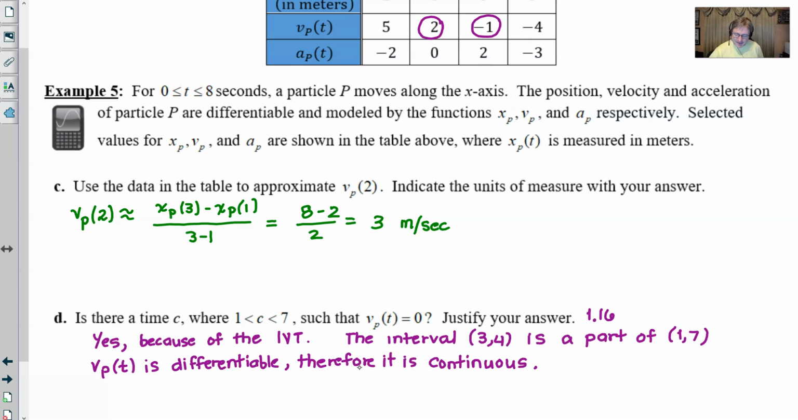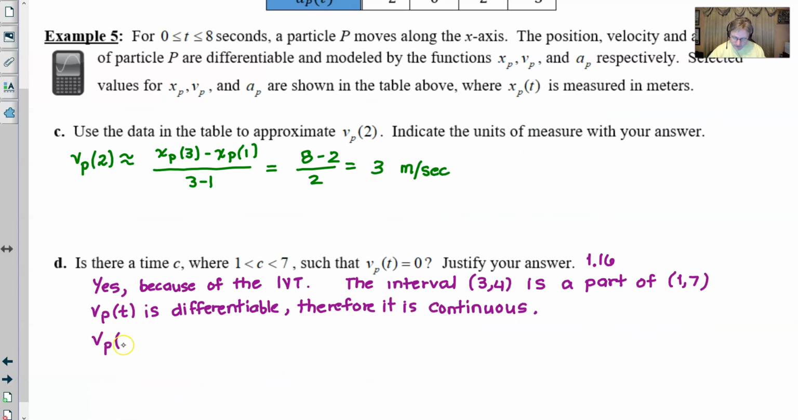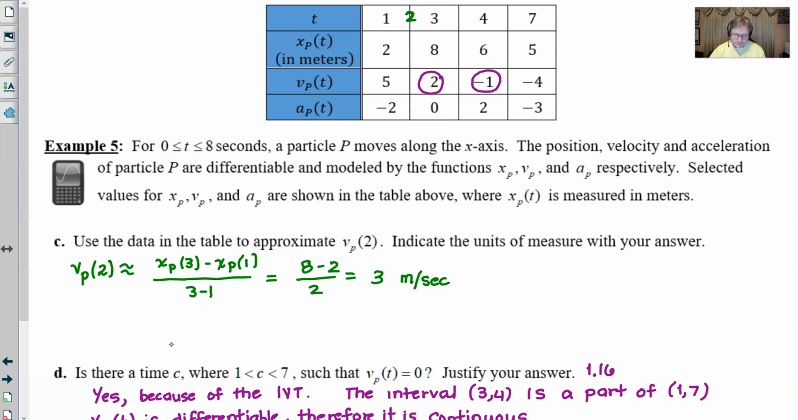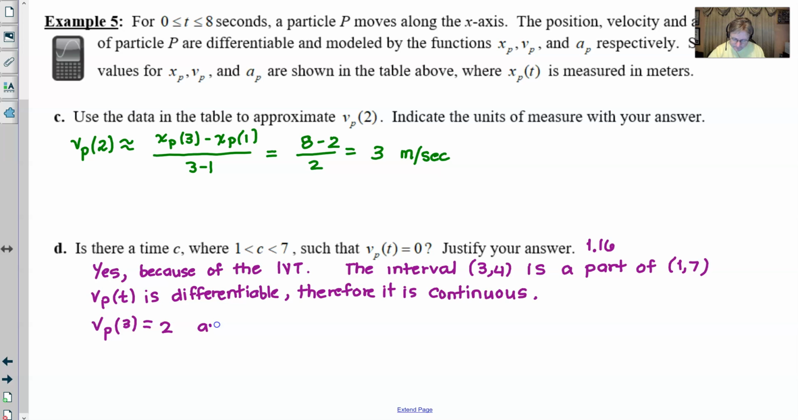Now what we're going to do is establish what the values of V are at 3 and 4. So we can say that V sub P of 3 is equal to positive 2 from the table, and V at 4 is -1. And now the ball is rolling. Now we can say, well, because 0 lies between 2 and -1, then we know that the IVT is going to work.